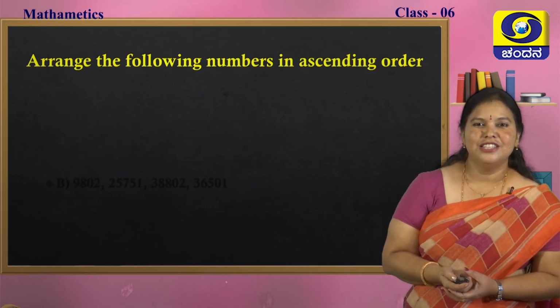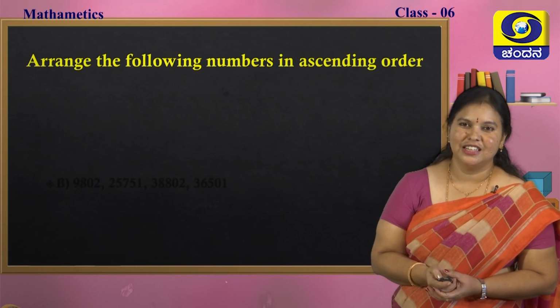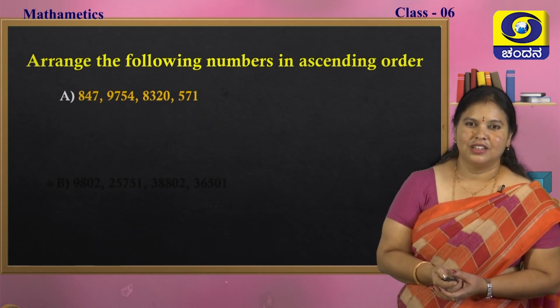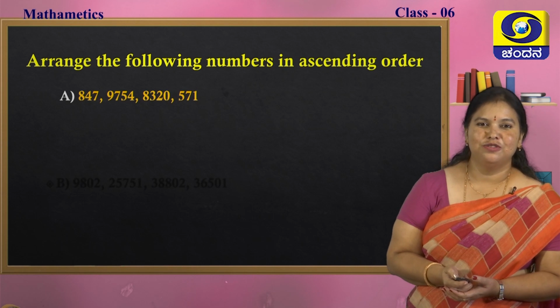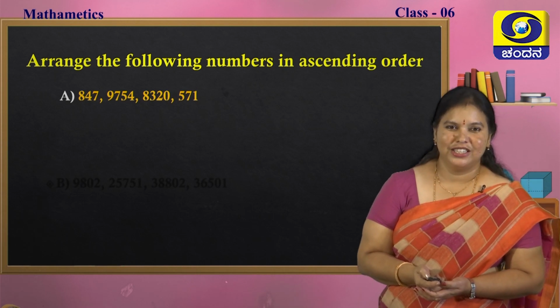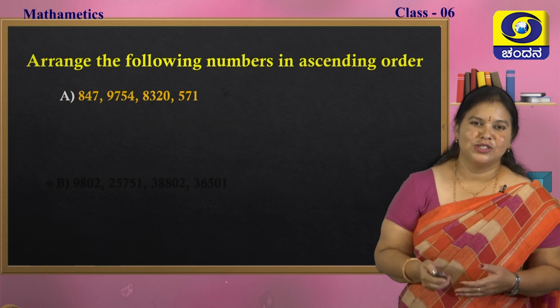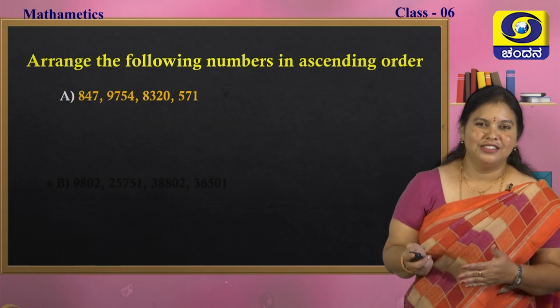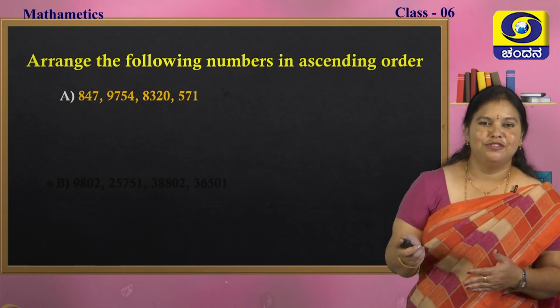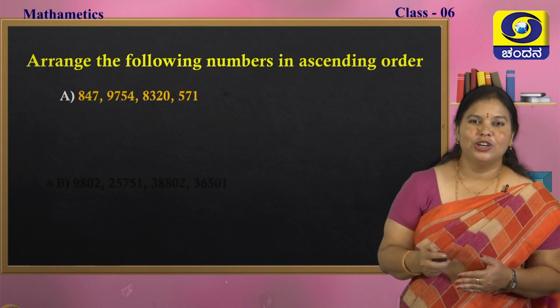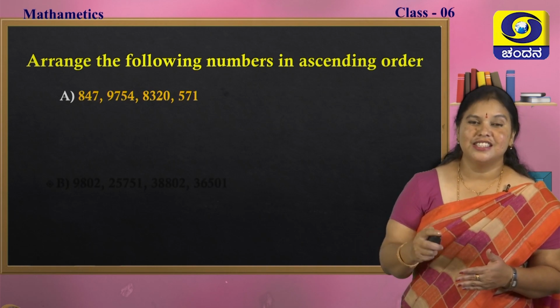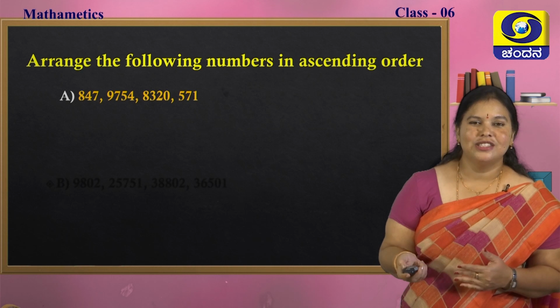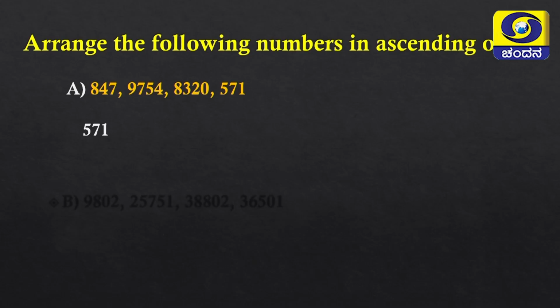Okay, arrange the following numbers in ascending order. Here I have given 4 numbers, that is 847, 9,754, 8,320 and 571. You have to arrange these numbers in ascending order. You know what ascending order is now? It's from smallest to greatest. So, which one is the smallest number? 571.